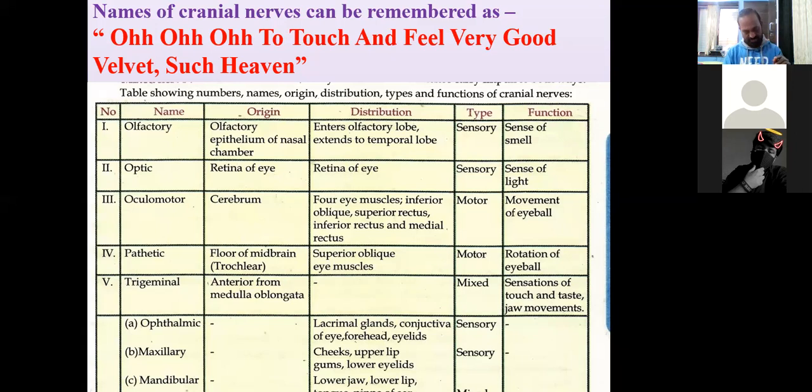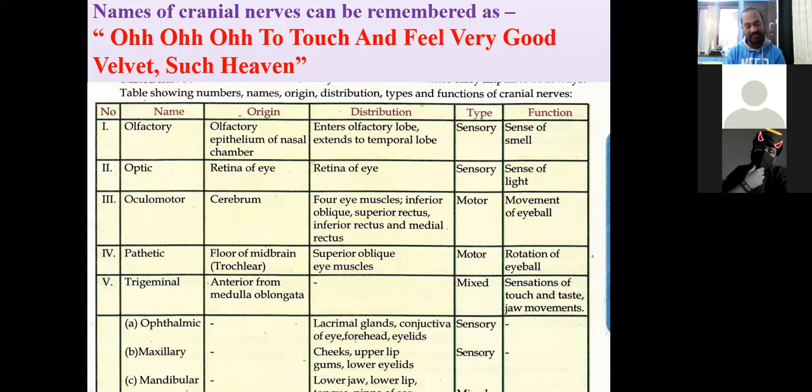Sensation of touch, taste, and jaw movement are controlled by the trigeminal nerve in a double manner, incoming as well as outgoing. Actually, when this trigeminal is controlling the touch, taste, and jaw movement, it will go to different areas, and it has given rise to branching. It has 3 branches, trigeminal, giving rise to 3 sub branches. Out of that, the first one is called ophthalmic. Ophthalmic goes to the lacrimal gland.